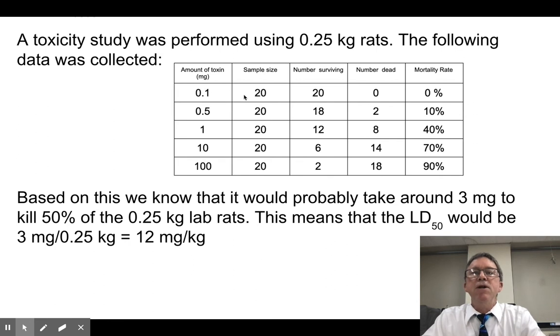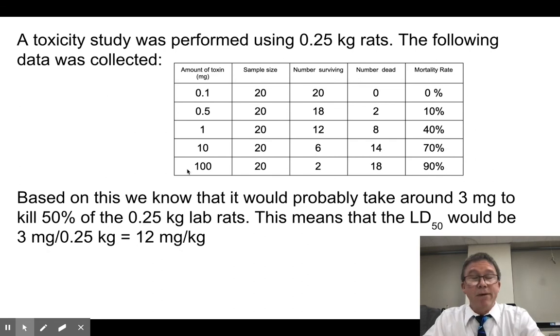Okay, so we're going to have a sample size of 20 rats in each test group, and we're going to expose this group to 0.1 milligrams of toxin. We're going to take this group and expose them to 0.5. We're going to take this one and give them 1 milligram. This group, we're going to give all of them 10 milligrams. This one, give them all 100. Wait that prescribed amount of time, and then count the living, count the dead.